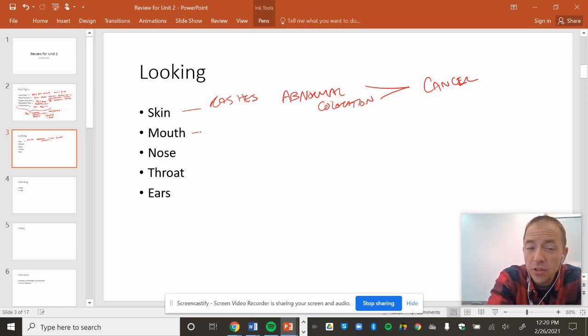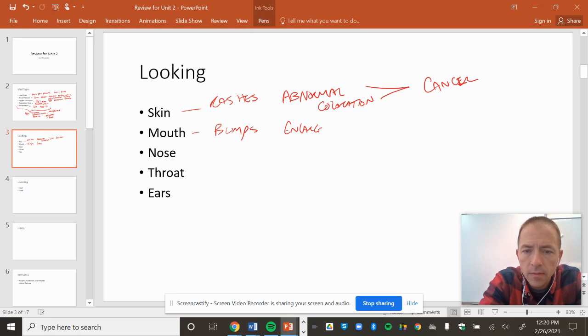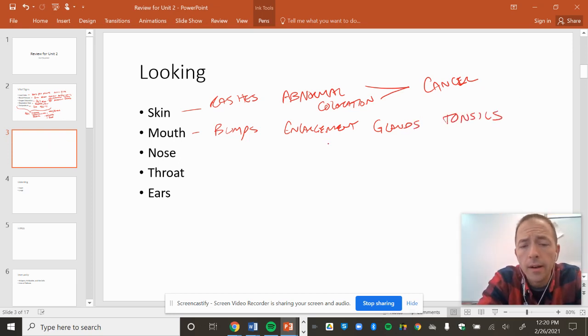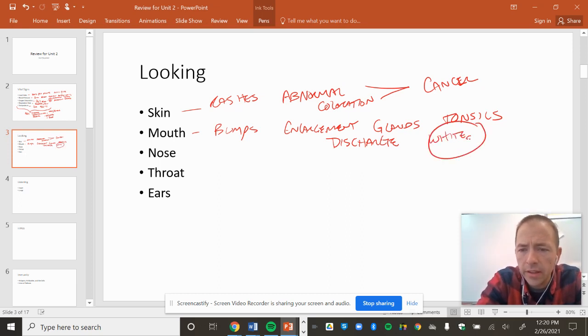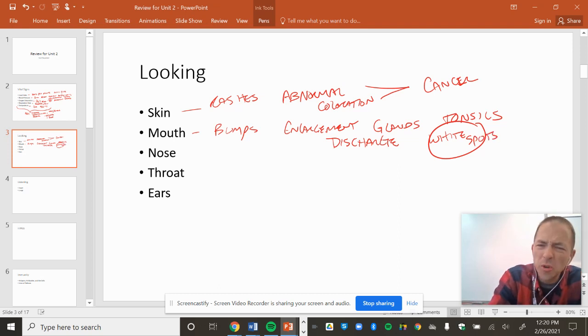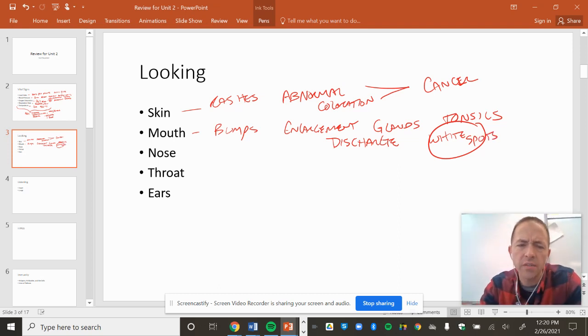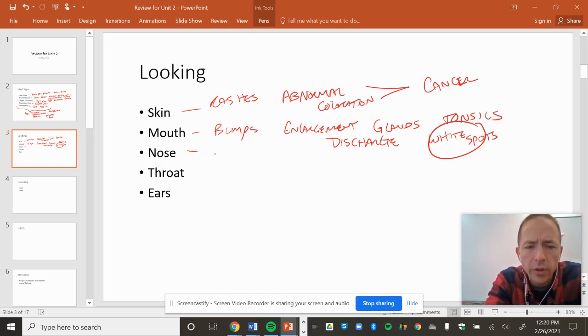You also look in the mouth to make sure that there are no abnormal bumps or enlargement of any of the glands, specifically focusing on tonsils. We also want to look for abnormal discharge. We shouldn't see weird coloration like white spots or anything like that in the back of the throat. Green, things of that nature might show signs of infection. Nose, same types of thing, right? We're looking for clear mucus.